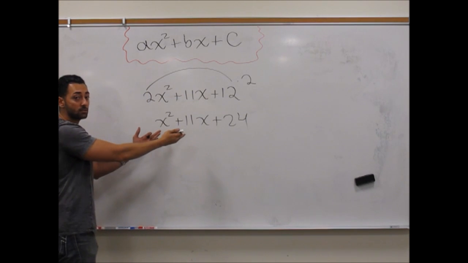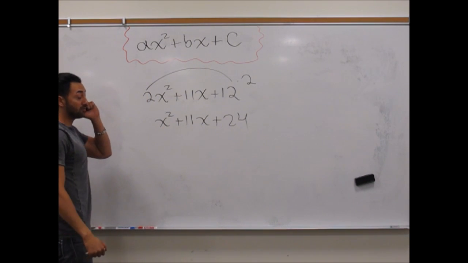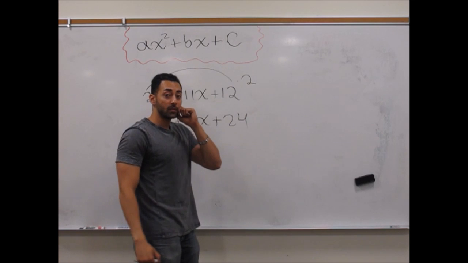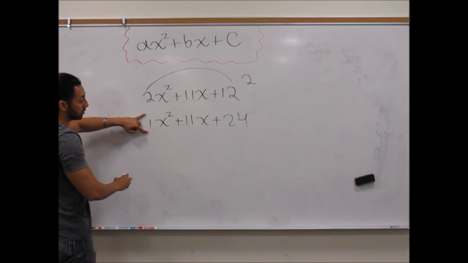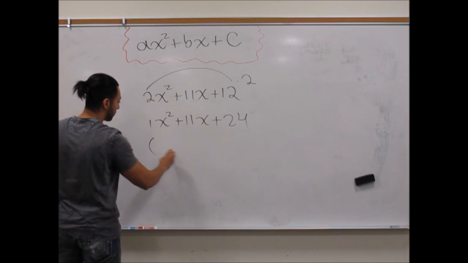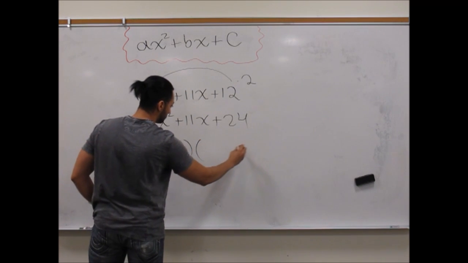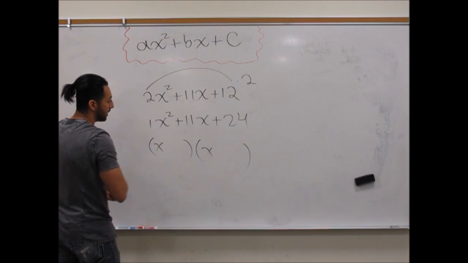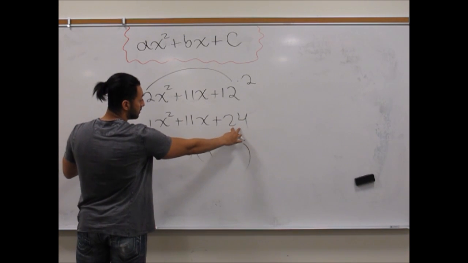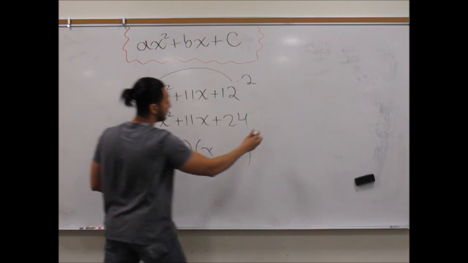Now if you look at this, this is just what we've been factoring all along. A leading coefficient of 1, right? So when this happens, we just jump straight to the parentheses case, don't we? Put the x's here, so when we FOIL it, we get back that. Put our focus on c, which is 24.